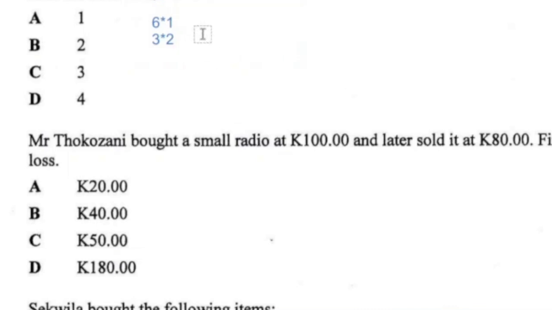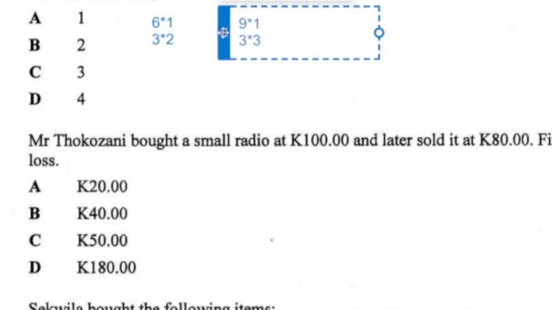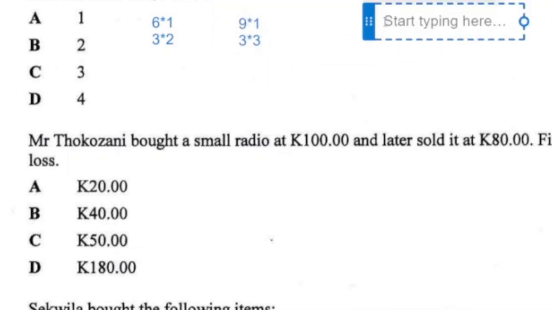Okay, now let's try to find the factors of 9. So we have got 9 times 1. Then we also have 3 by 3. Is there any number that can go into 9 without leaving a remainder? No, these are the 4 factors of 9. Okay, so please you can help me if in case I forget the other factor.